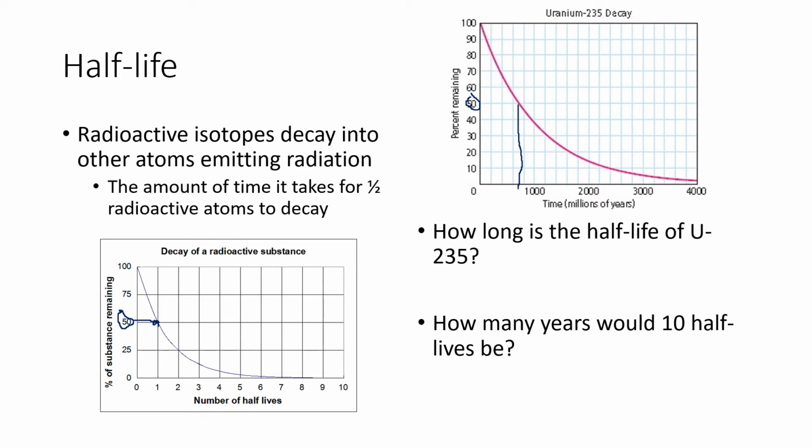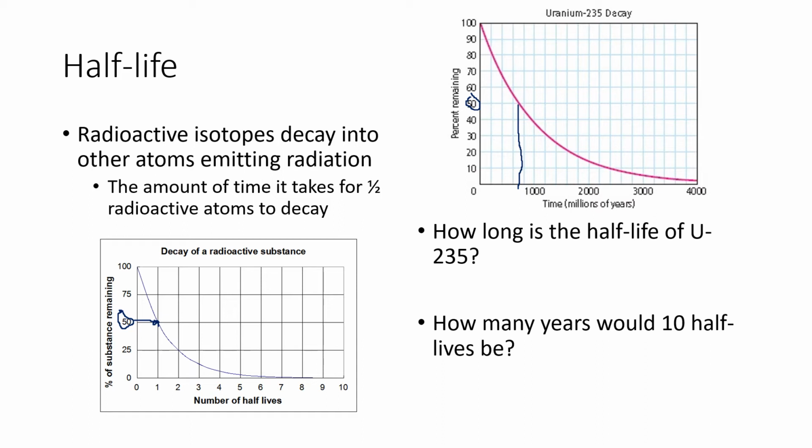If you said about 700 million years, you'd be right. Okay, 700 million years. And so how many years would 10 half-lives be in order for uranium-235 to become safe? Well, 700 times 10 is 7,000. So we're looking at 7 billion years for uranium-235 to be deemed safe in terms of radioactivity. The Earth is not that old, so yeah, that's a long time.